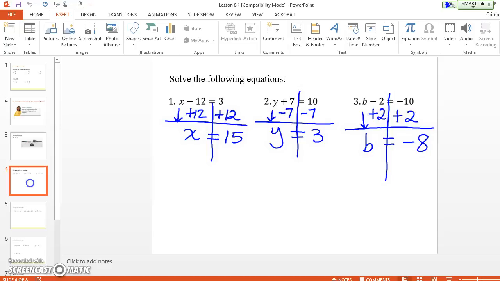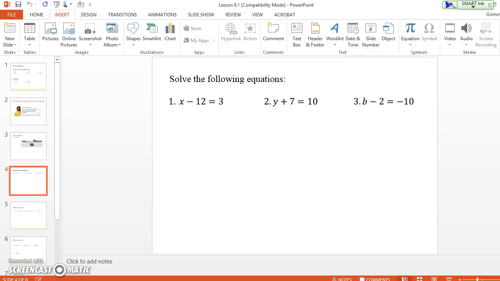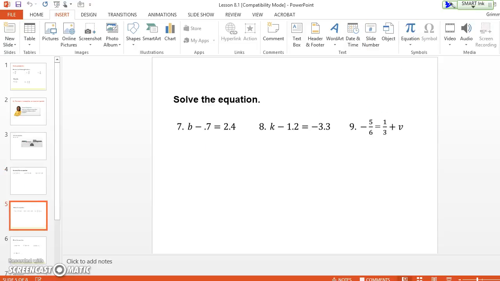Okay, now some of you who are really good at positives and negatives, you could do that mentally. Some of you need a process at this point. Okay? All right, are we good on those before we go to the next slide? Okay. All right, so let's get a little harder. So look at that first one.